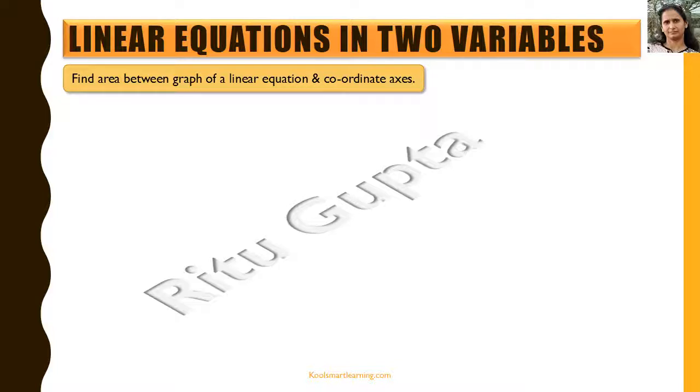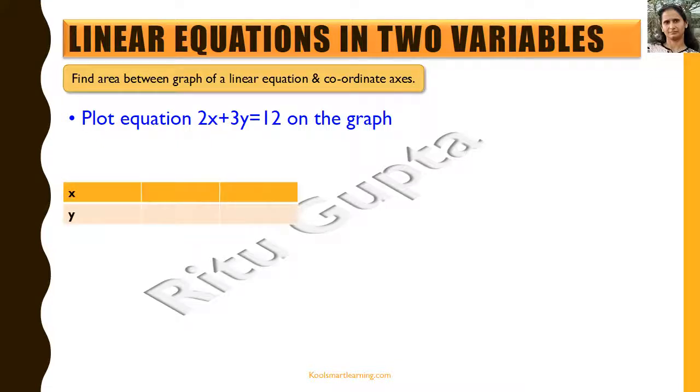So now, friends, we're going to find the area between the graph of a linear equation and the coordinate axes. Let's take an example, the equation 2x plus 3y equals 12. Let's find two different values of x and y, so we are saying we will find two solutions.